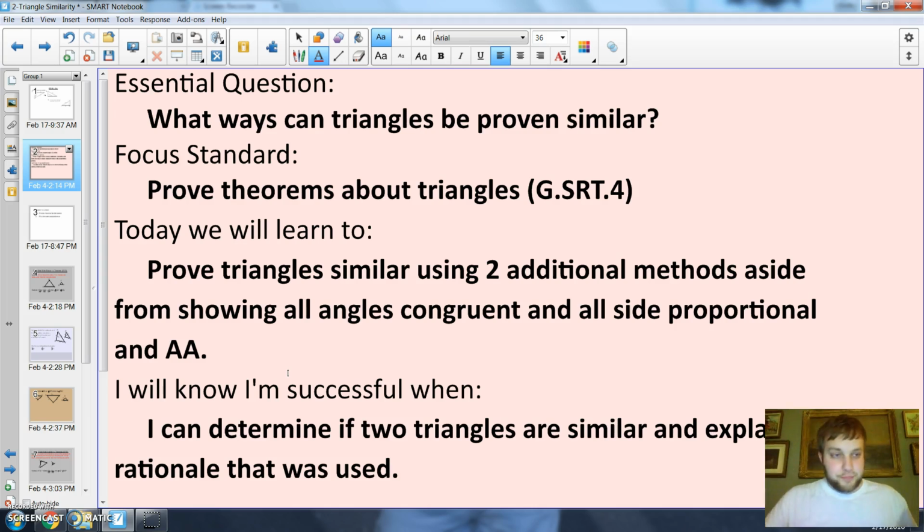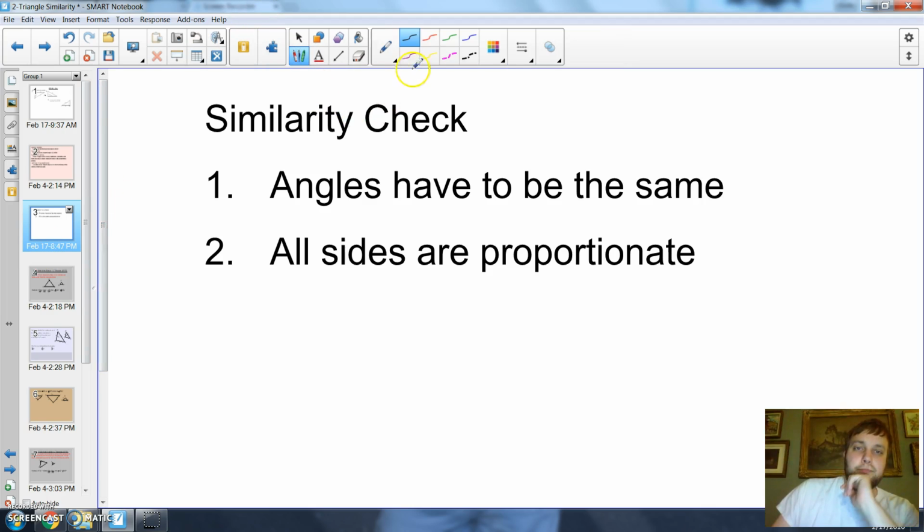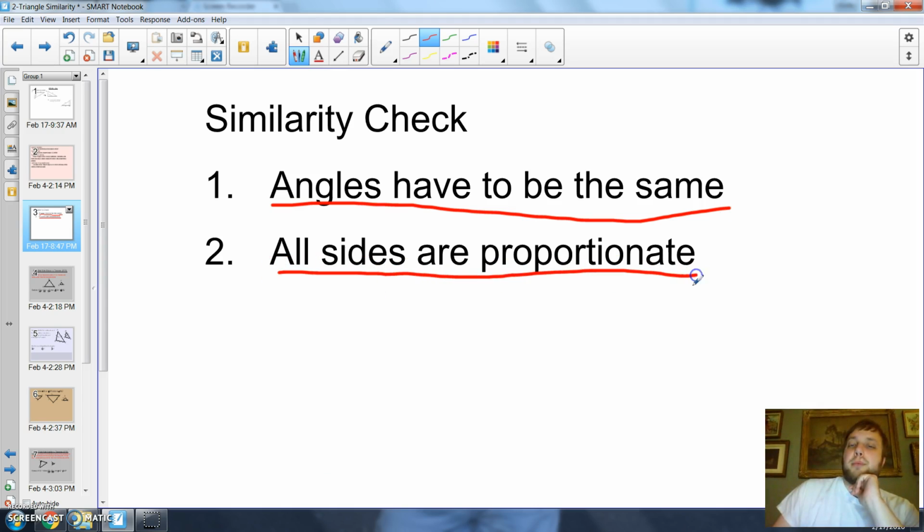Hallelujah. Alright, so, first of all, we learned previously that to check similarity, now remember similarity is that they have the same look, but different size, right? Dilations, okay? So to check for similarity, you have to make sure all the angles have to be the same, and all sides are proportionate. Those are the two checks.